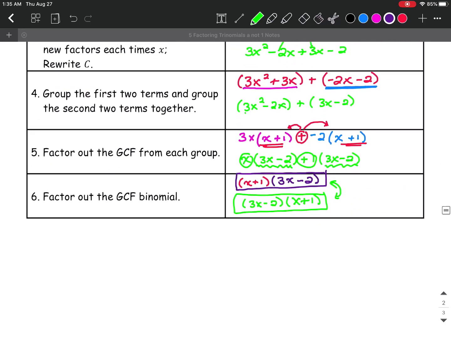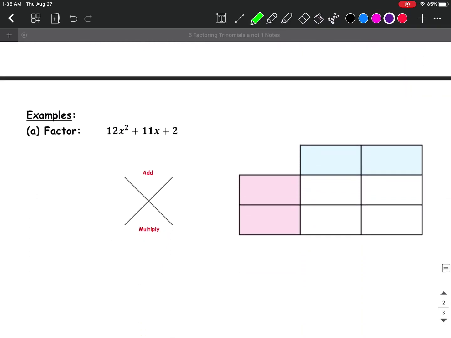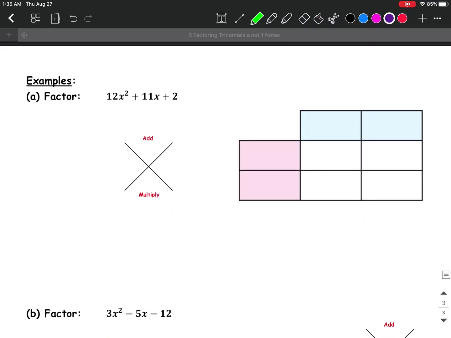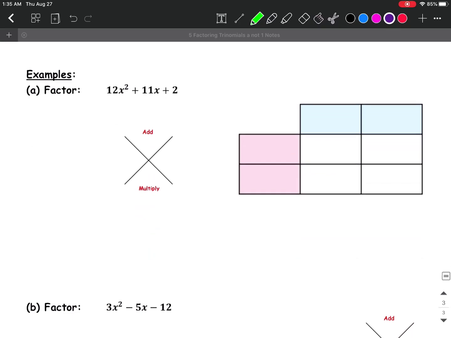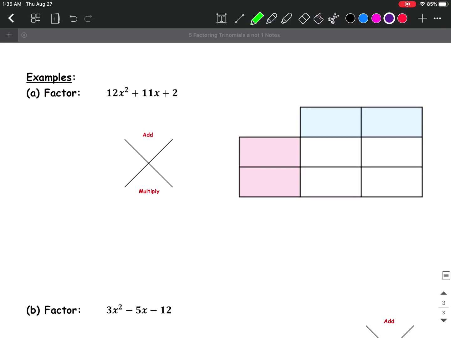Now, because there's a lot of steps to them, I want to run through one more of each type, okay? Just really quickly for you. So here we go. Let's factor 12x squared plus 11x plus 2. The first thing we're going to do is multiply 12 times 2, that's 24. So we know our numbers are going to multiply to 24, and they're going to add to this positive 11x.